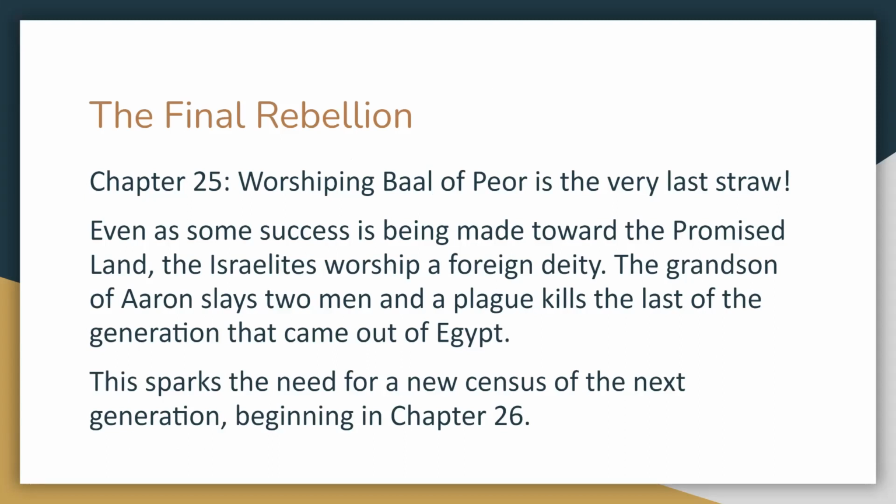But there has to come a point where there's no return in rebellion. In chapter 25, worshiping Baal, a foreign god, Baal of Peor, is the very last straw. Even as some success is being made towards the promised land, the Israelites now worship a foreign deity. The grandson of Aaron slays 2 men, and a plague kills the last of the generation that came out of Egypt. So this then sparks the need for a new census of the new generation, and that begins in chapter 26.